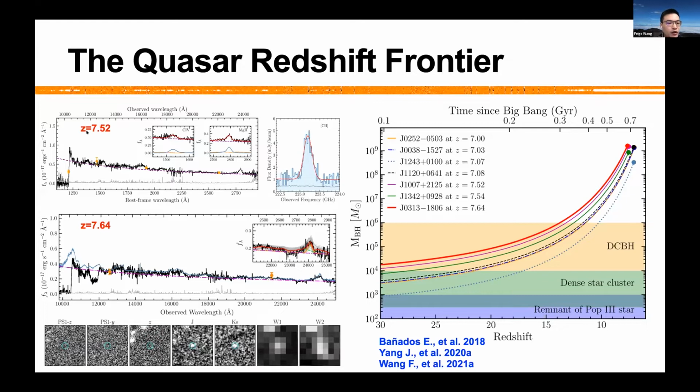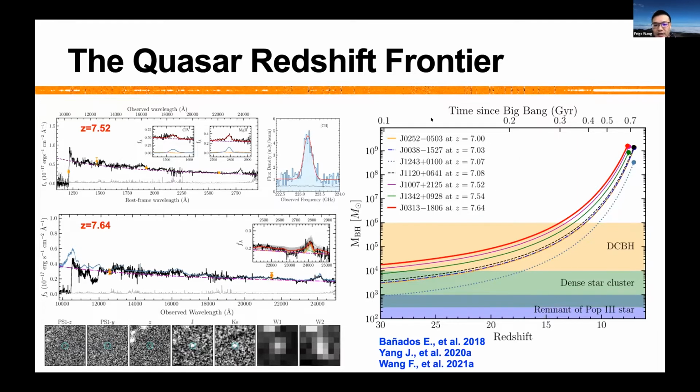One is at 7.52 and the other at 7.6. You can see the beautiful spectra of them. So all these three luminous quasars host about 1 billion solar mass black holes, and the other few quasars at redshift beyond 7 also host very massive black holes.